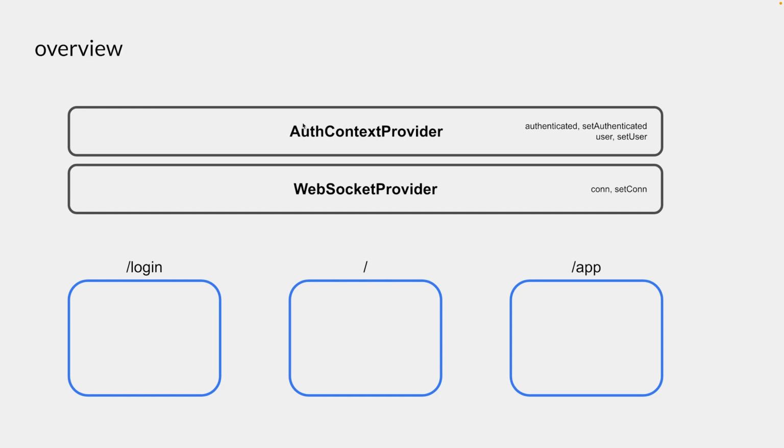We first have the auth context provider that has the authenticated and the user states that will be shared across different pages, as well as the WebSocket provider that shares the connection across different pages. So for instance, we can set the connection using the WebSocket from the homepage and share that connection across the app page, which can then use the connection to send and receive messages accordingly.